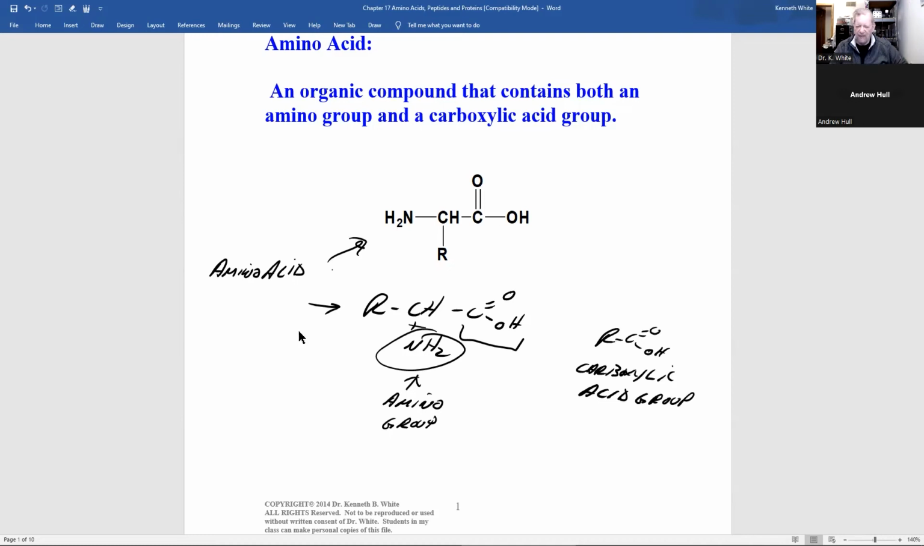Now, interesting, remember I taught you in ketones and aldehydes, I have a carbonyl here. The carbon bonded to it is called the alpha carbon. And in amino acids, listen carefully. The amino group is always on the alpha carbon, the carbon bonded to the carbonyl group of the carboxylic acid. All amino acids have the amino group on the alpha carbon.